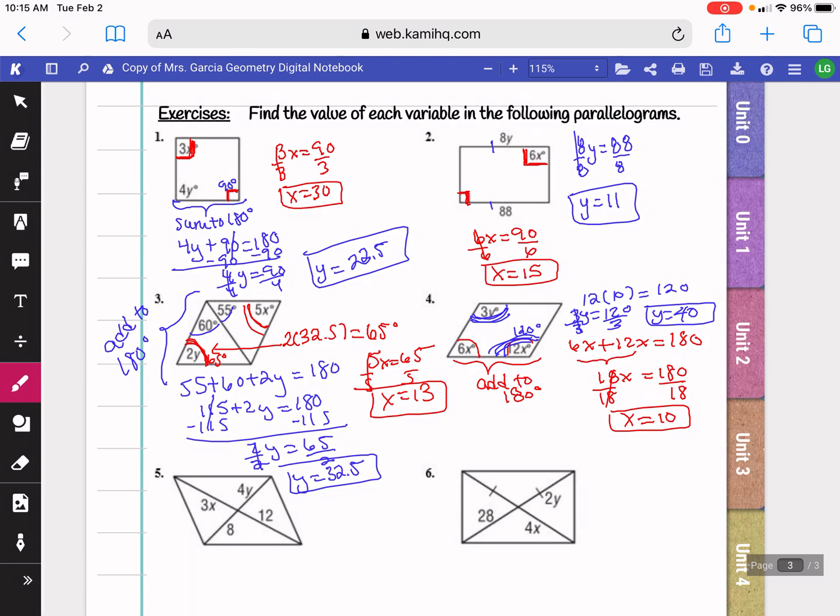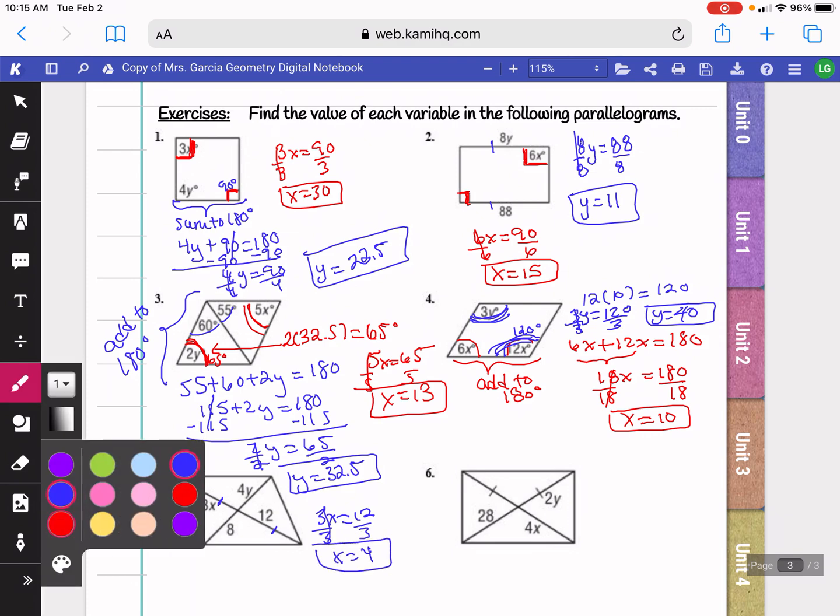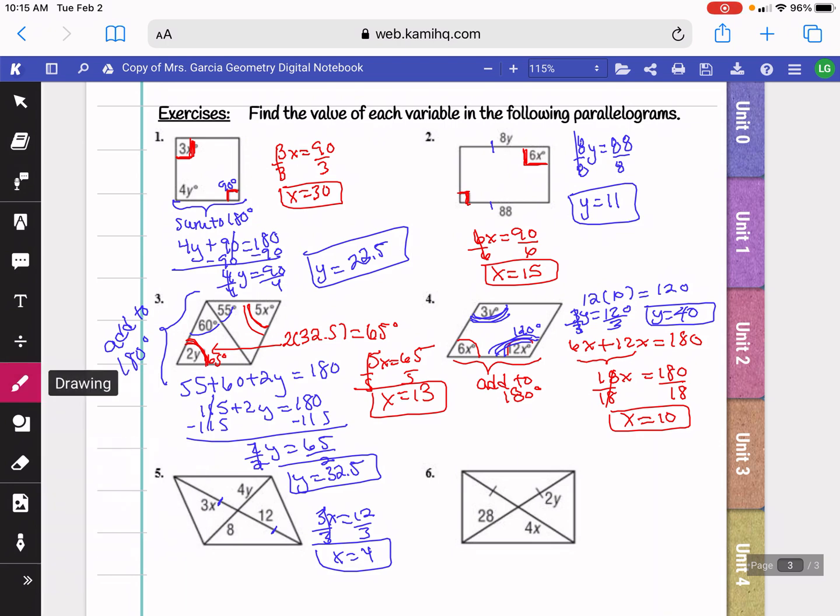Now let's focus on diagonals. I know that the diagonals bisect each other, so they're cut into 2 equal halves. So for example, here, this 3x would be equal to 12. So x is equal to 4. And then 4y would be equal to 8. So y is equal to 2.